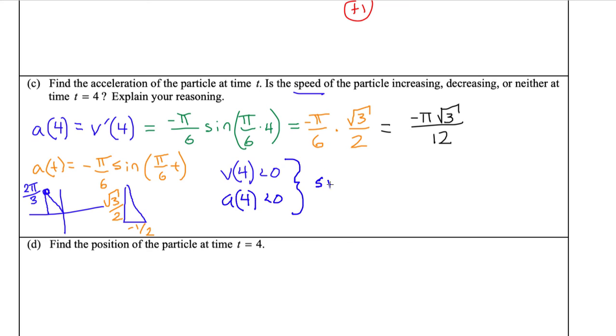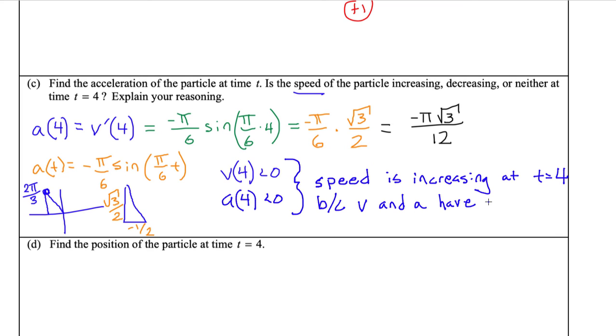speed is decreasing. It's increasing, sorry. You had it. I don't know what I'm saying. Speed is increasing at t equals 4. And you do still need to have a reason. You've done a lot of work here, but you need to say that they have the same sign. So you have to say because V and A have the same sign.